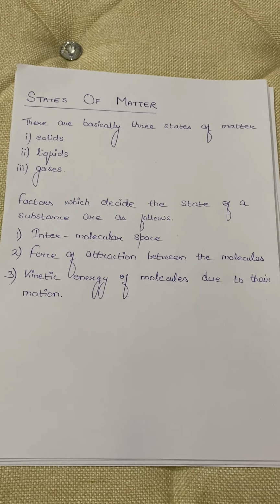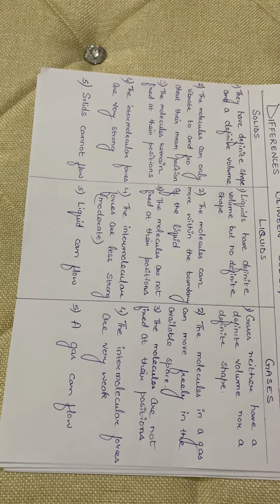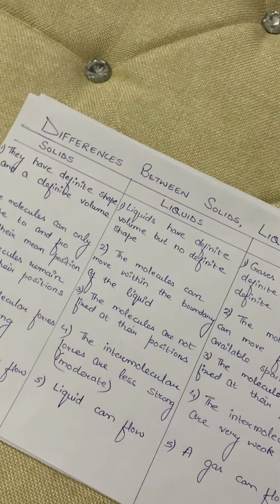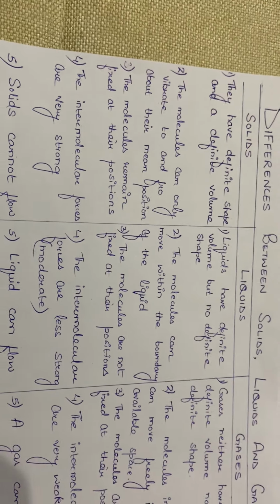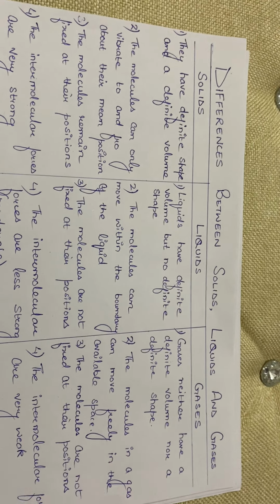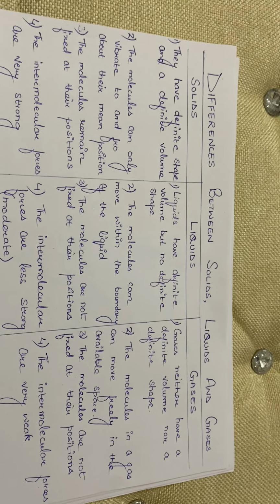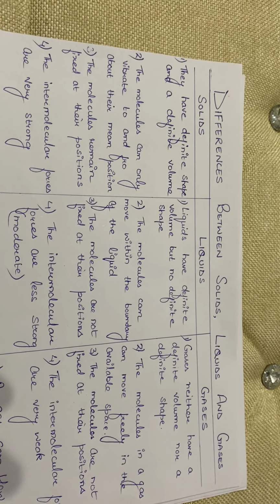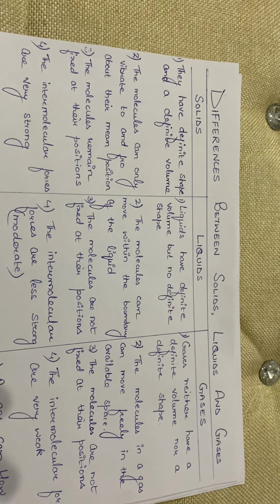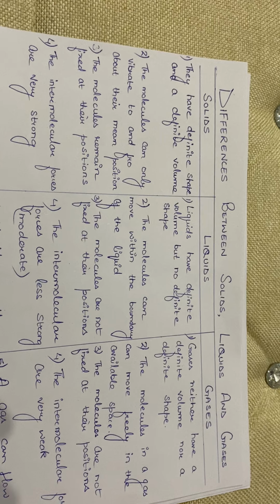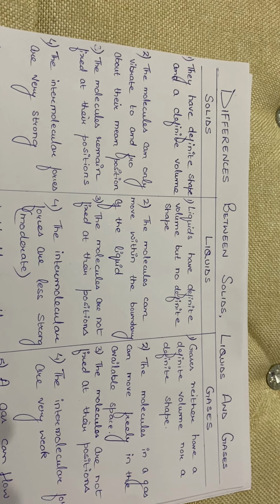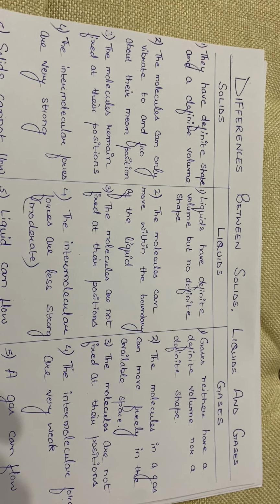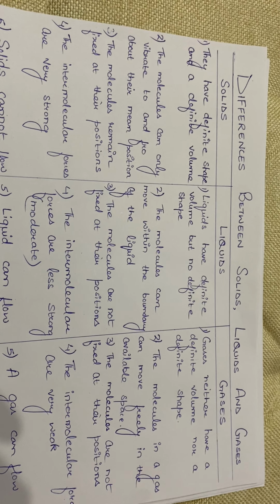Now, the basic differences between solids, liquids, and gases. Let us discuss them one by one. The first difference is that solids have a definite shape and a definite volume. Liquids have a definite volume but no definite shape, while gases have neither a definite volume nor a definite shape.